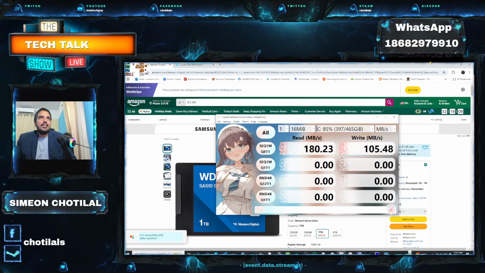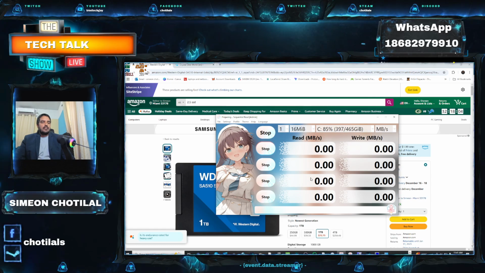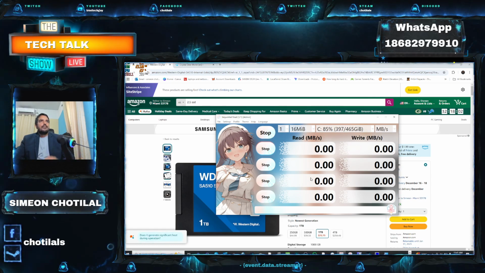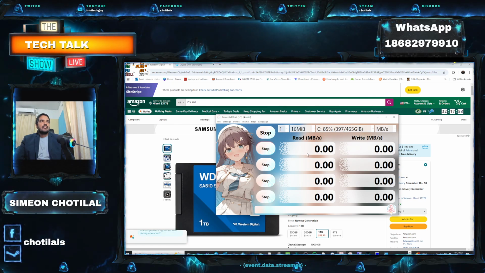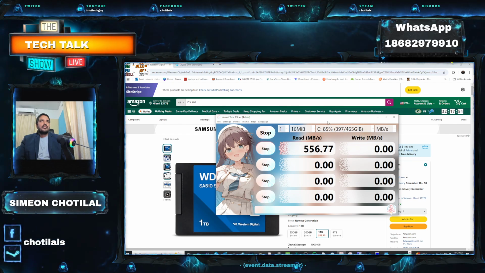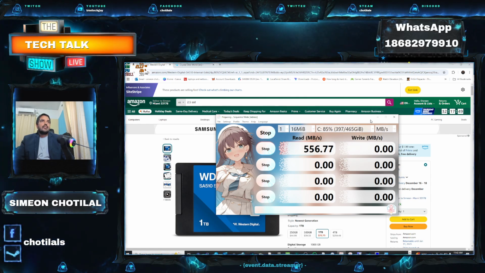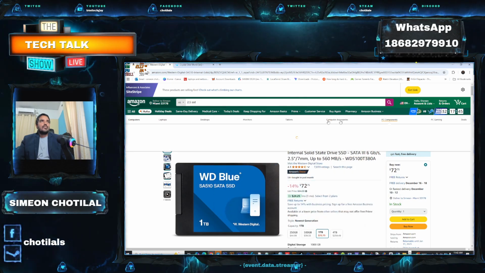So if I do the C and hit this read icon here, you're going to get that information, guys. 556, you see, so that's a read. All right, so that's how good the software is to actually identify your speeds dealing with your hard drive. So that's the second generation of hard drive.